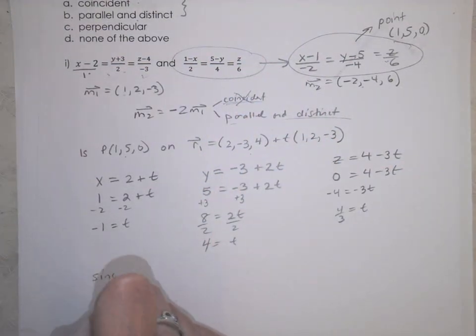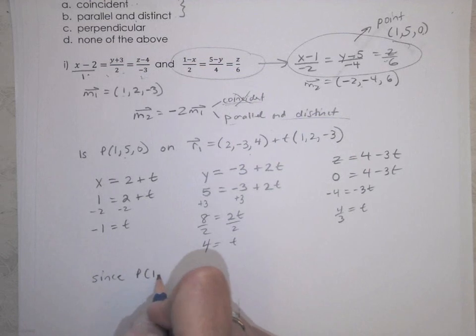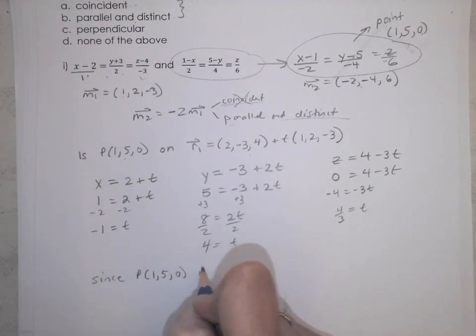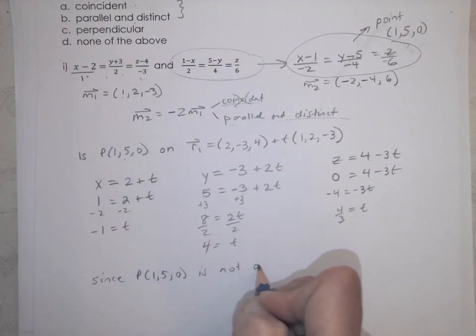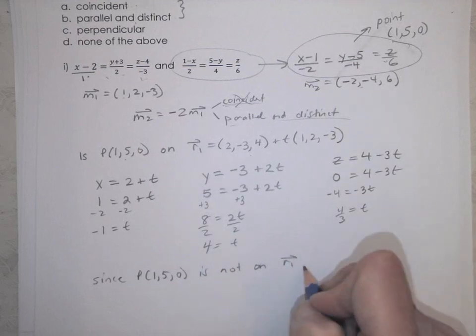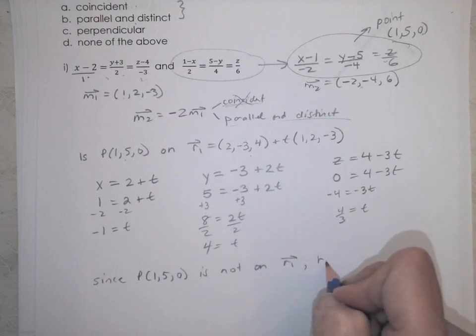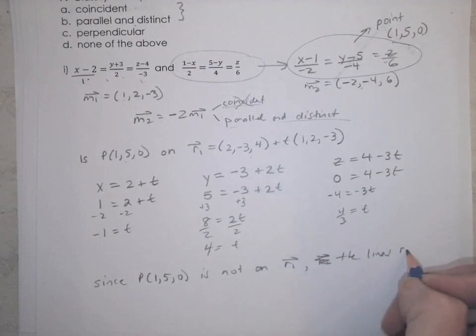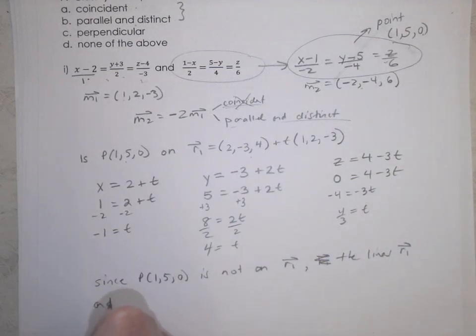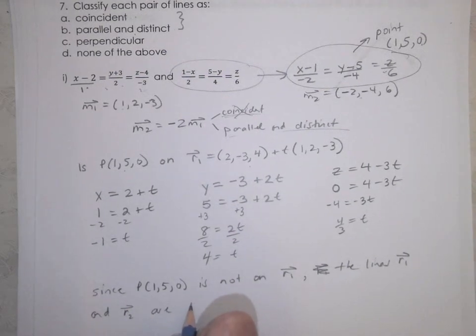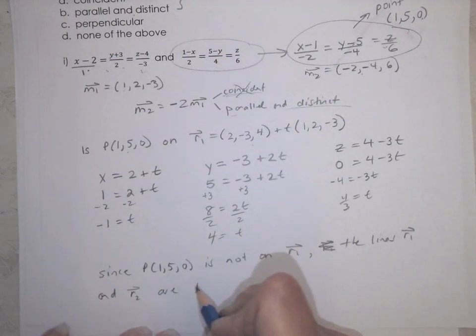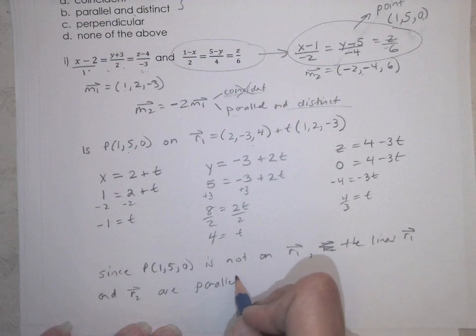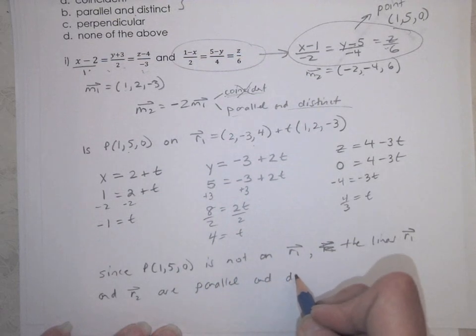So since P 1, 5, 0 is not on R1, the lines R1 and R2 are parallel, they have the same direction, but they don't have any points in common, and distinct.